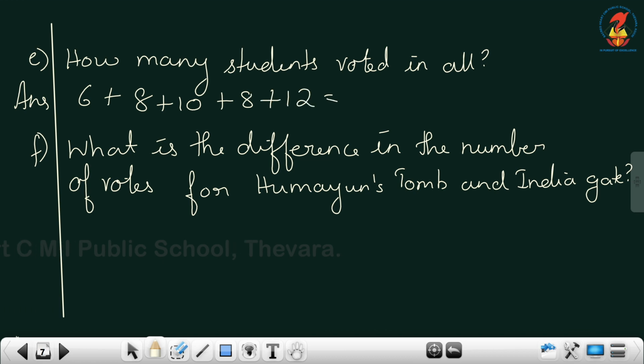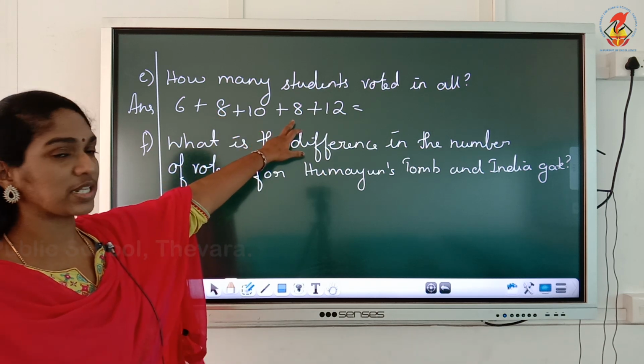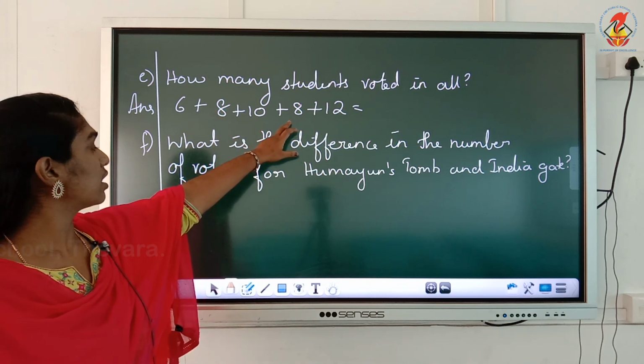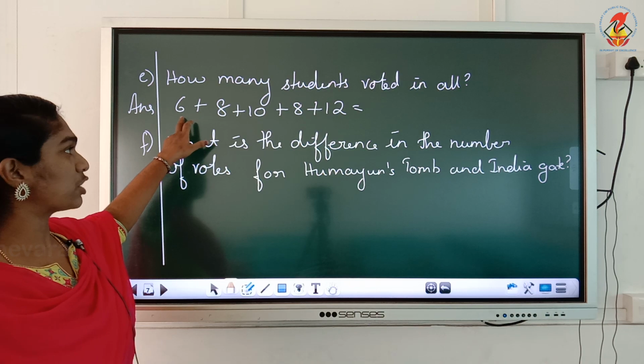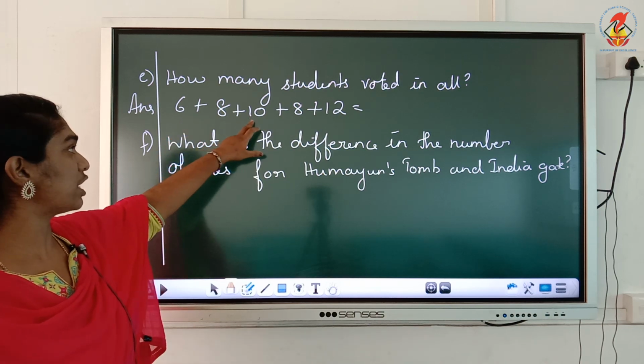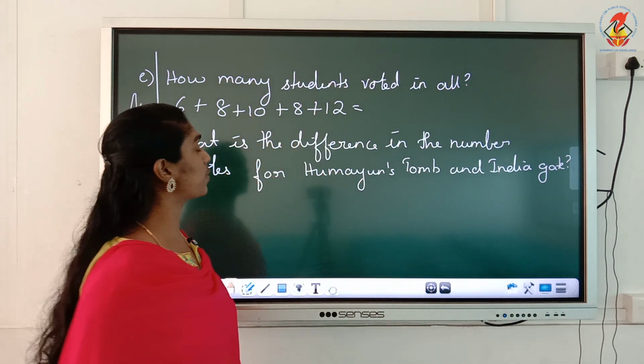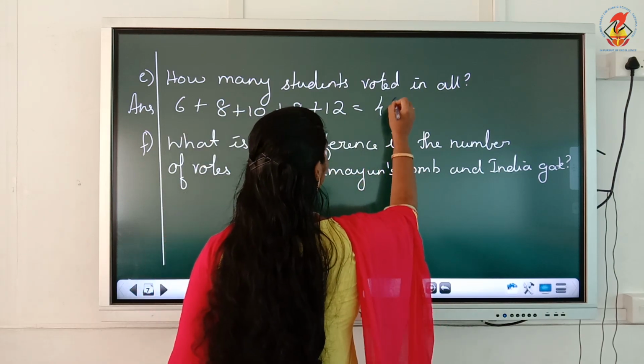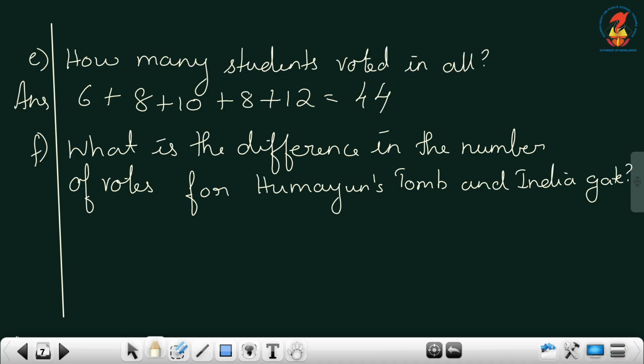So what do you get? 8 plus 8 you get 16, 16 plus 6 you get 22, 22 plus 10 you get 32, 32 plus 12 you get 44. So how many students are going for the trip? 44 students. How many students voted in all?